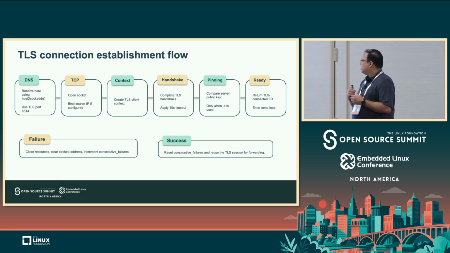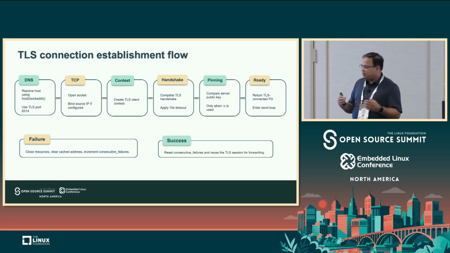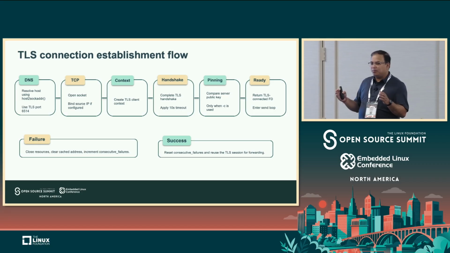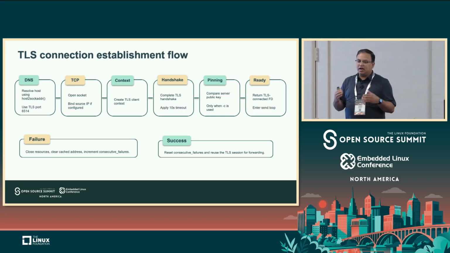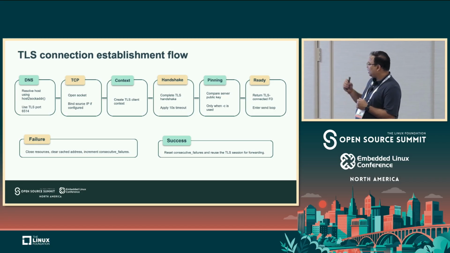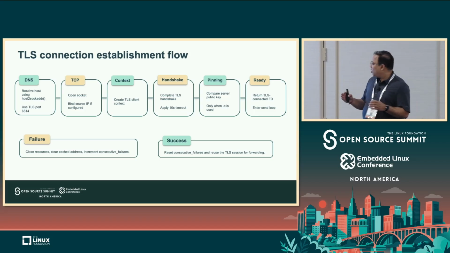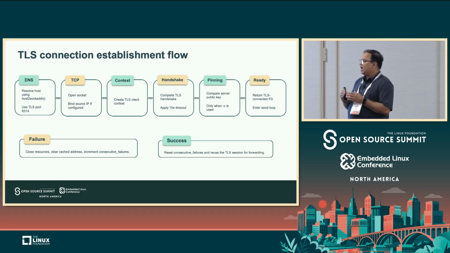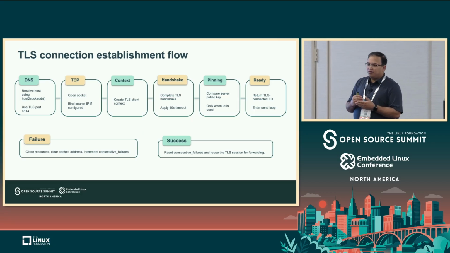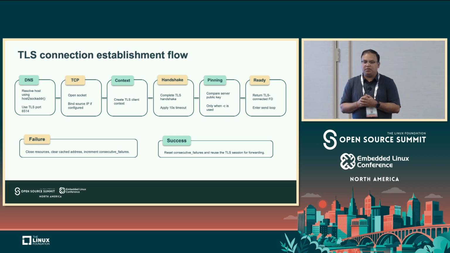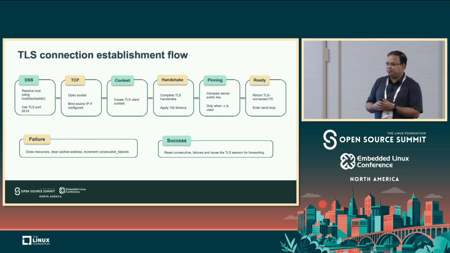Then we have the public key pinning option if it is enabled. And then once the handshake is completed, it enters the send loop. On failure, we close all the resources, clear all the cached addresses, and increment the failure counters preserved in the code. And on success, we use the complete end-to-end TLS descriptors maintained for the session.